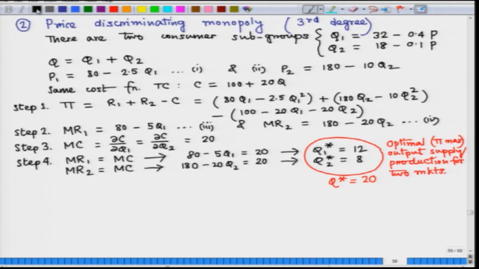Okay. So, now let us move on. We know that the monopolist is a third degree discriminating monopolist. So, our monopoly firm is a price discriminating one of third degree. So, the next step would be to find different prices to be charged in different markets.